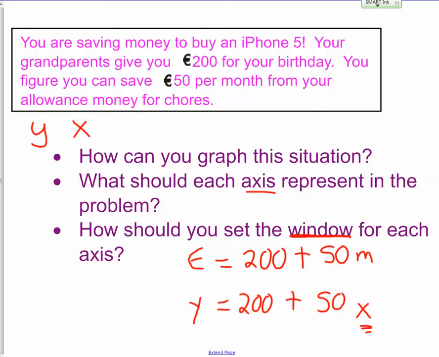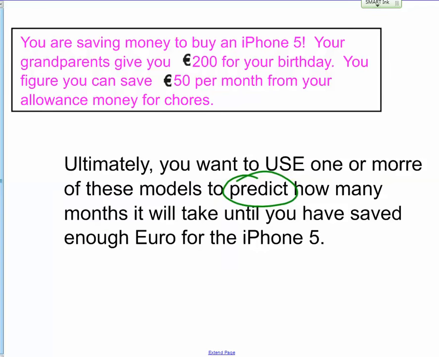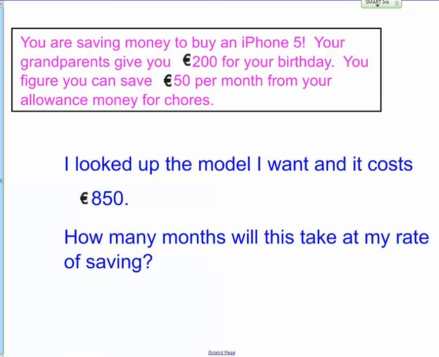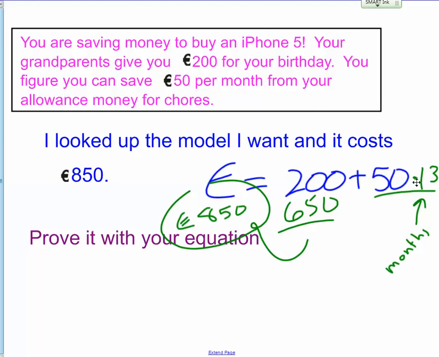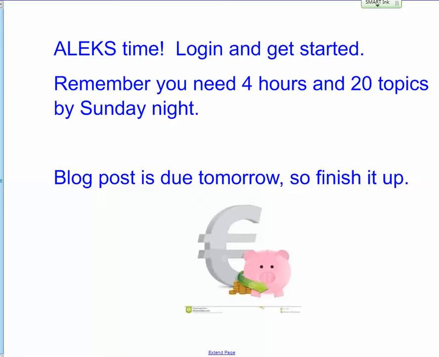So we graphed that, and we looked at your graph, and when you put 13 in for X, you saw you got exactly the amount of euro we needed. So we use it to predict. And then we looked up the model, it was 850 euros. And using all of your models, we could see that it would take 13 months, because 13 times 50 is 650, and I add 200 and I get my 850 euros. And that's how we use all of these to model a prediction.